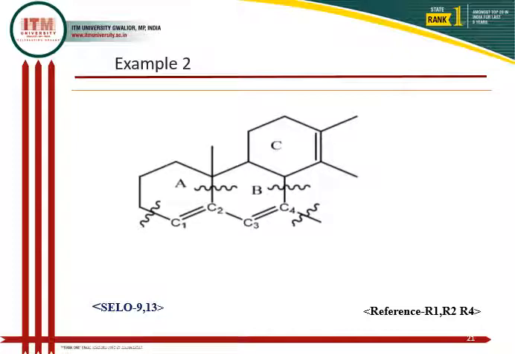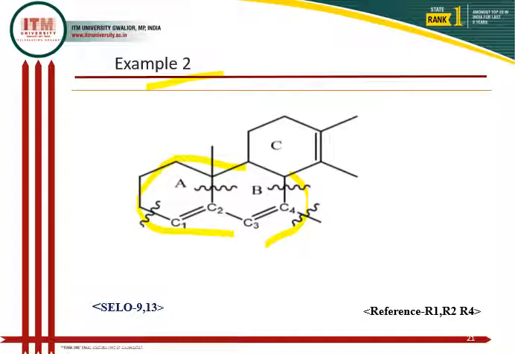So here you can see another example to calculate the lambda max. Whether this compound is cyclic diene or acyclic diene. Of course, the cyclic diene. So if we understand it is the cyclic diene, whether it is homoannular or heteroannular. Here you see two different rings and the conjugation is there from the carbon 1, double, single, double. So this is the parent compound which is exhibiting the conjugation, that is heteroannular diene.